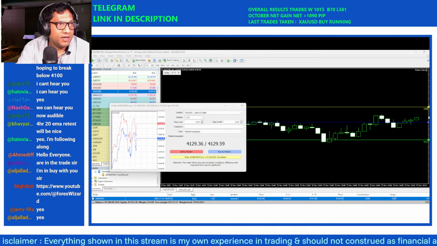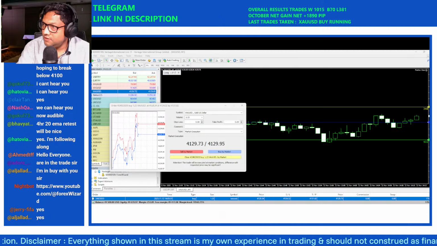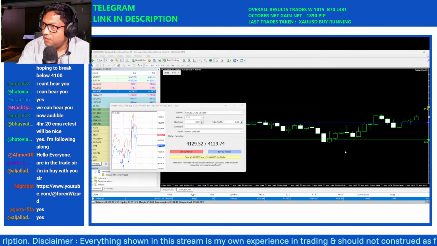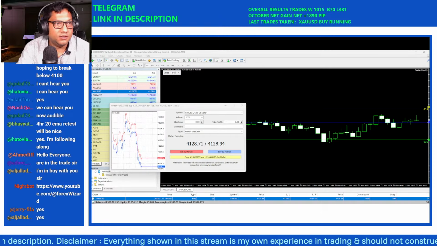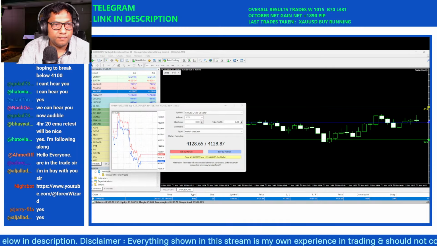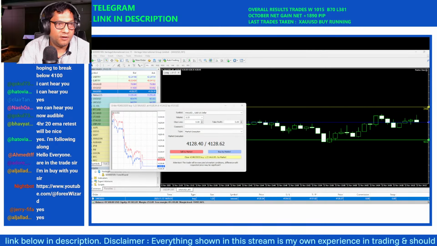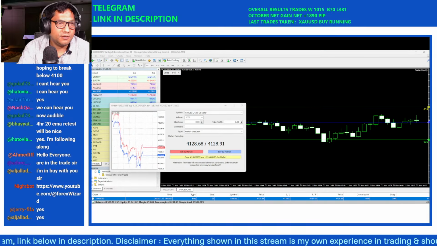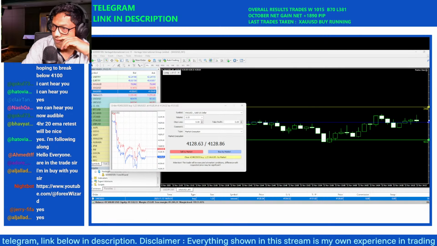Want to see the break above here? Boom. I'm still holding on to that. I want to take it by itself nearly to there again. Come on. It's getting some kind of resistance from the high here. And this is a higher high and higher low.